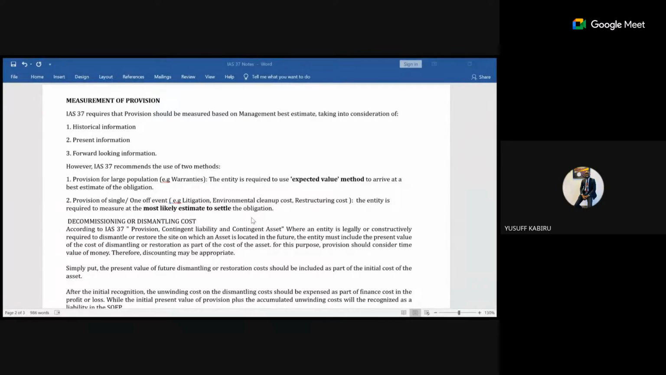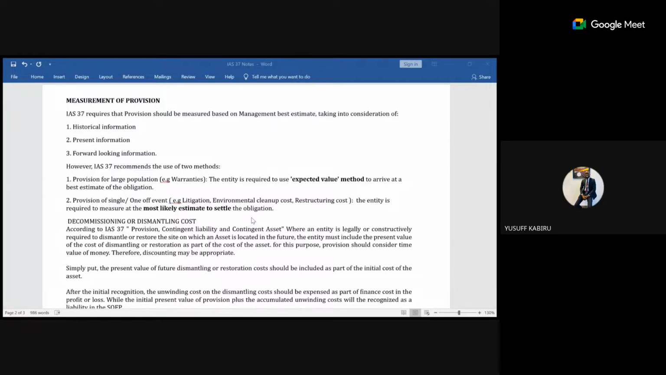An example is a court case. A customer took you to court, claiming that as a result of your product, there are some damages. Do you agree with me that the court is going to be postponing that judgment, and you don't know how much you will pay? So it is very difficult sometimes to estimate an amount of provision. And that is why IAS 37 says that it should be measured based on management judgment.